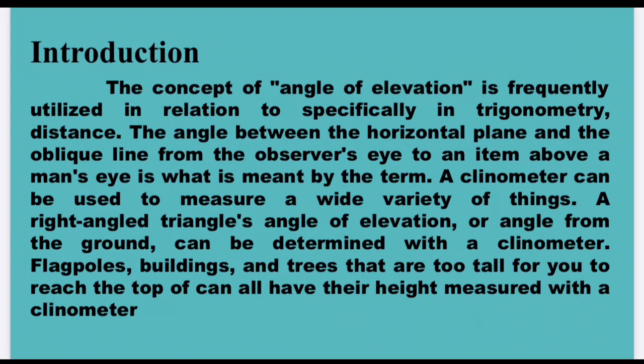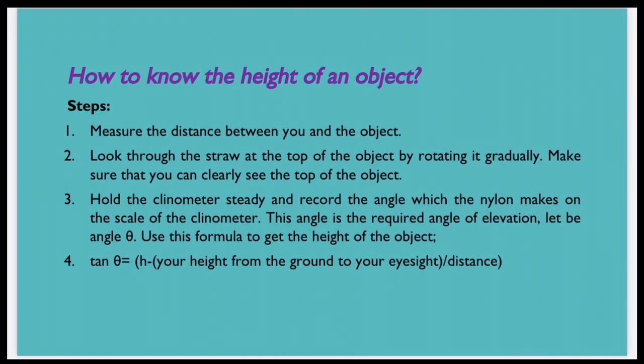Flagpoles, buildings, and trees that are too tall for you to reach the top of can all have their height measured with a clinometer. How to know the height of an object? First, measure the distance between you and the object. Second, look through the straw at the top of the object by rotating it gradually. Make sure that you can clearly see the top of the object. Third, hold the clinometer steady and record the angle which the nylon makes on the scale of the clinometer. This angle is the required angle of elevation.